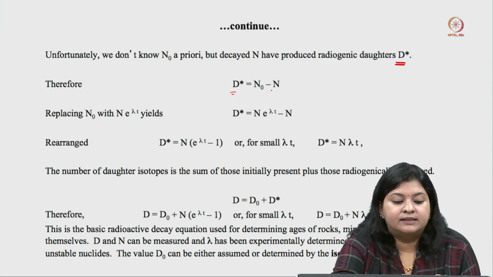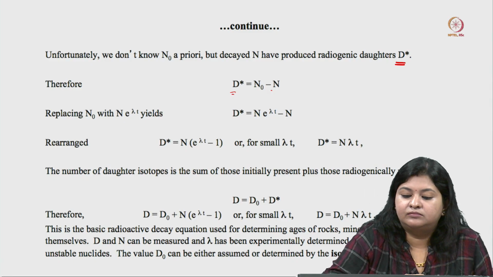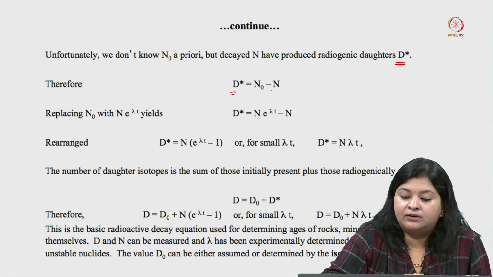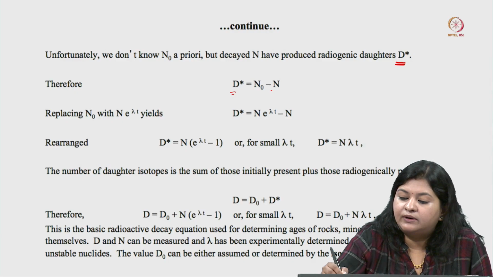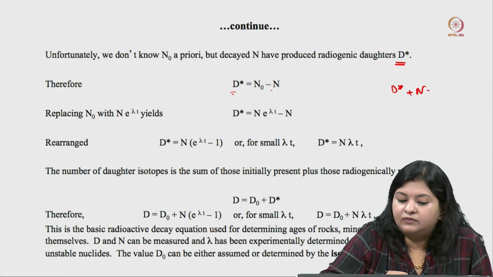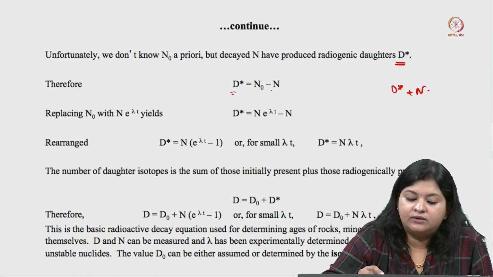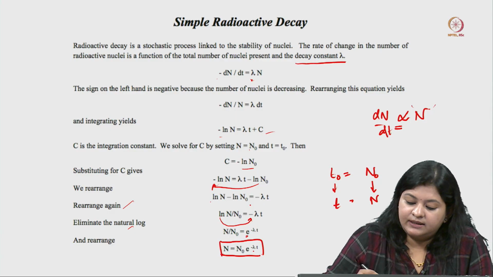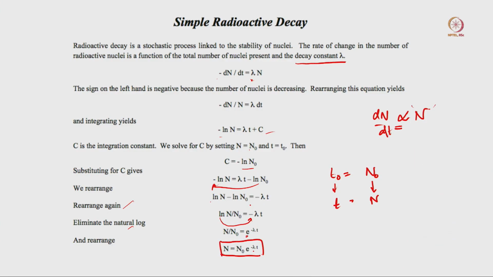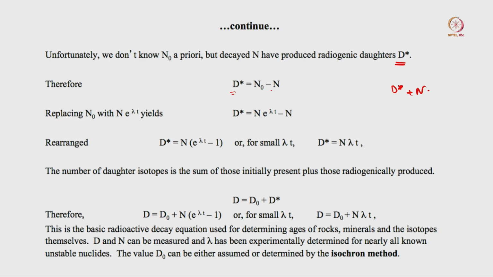Okay. So, let us replace n0. What is n0? n0 is now equal to d star plus n. And since n is equal to n0 e to the power lambda t, therefore n0 is also equal to n e to the power lambda t. You just simply bring it here. So, d star is equal to n e to the power lambda t minus n.